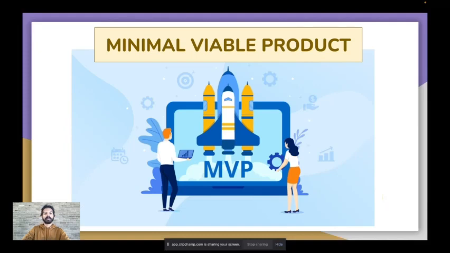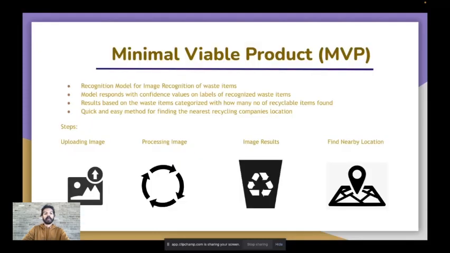Minimal viable product, MVP. The application is a process with a machine learning model that recognizes the waste items in the image that is uploaded to the application. The model responds with confidence values on labels of recognized waste items and gives results of the waste items found in the image by categorizing how many of each. After this, the application provides an easy way of finding the nearest recycling company location to take the waste to, or to schedule a pickup.